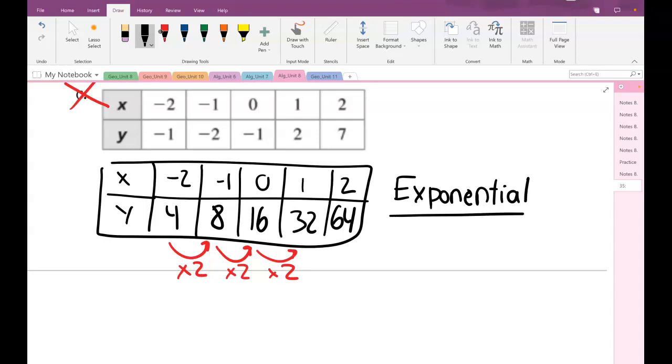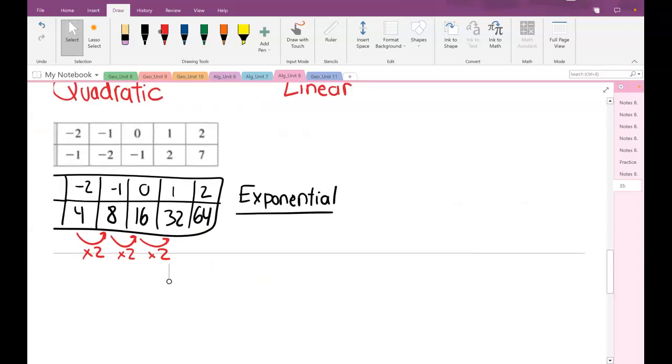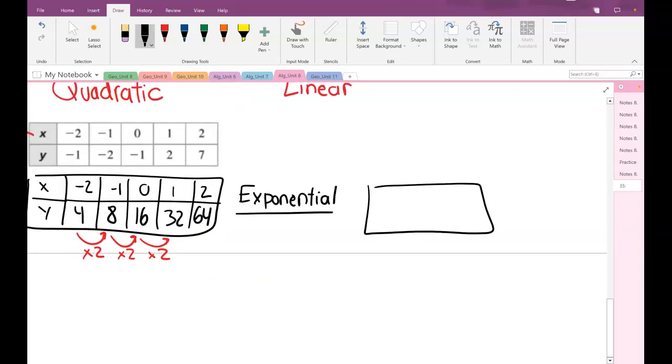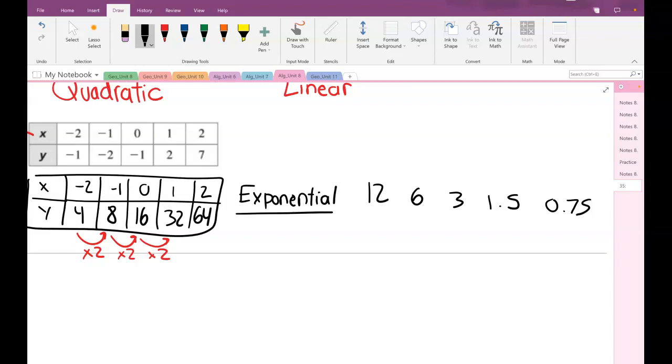If, say, we were decreasing, you want to make kind of a separate, I don't even have to make a table. If your points were, let's say, 12, 6, 3, 1.5, 0.75. This would be an exponential still, but your ratio, you're multiplying by half each time, or you're dividing by 2. Both of those are the same thing. Exponential.